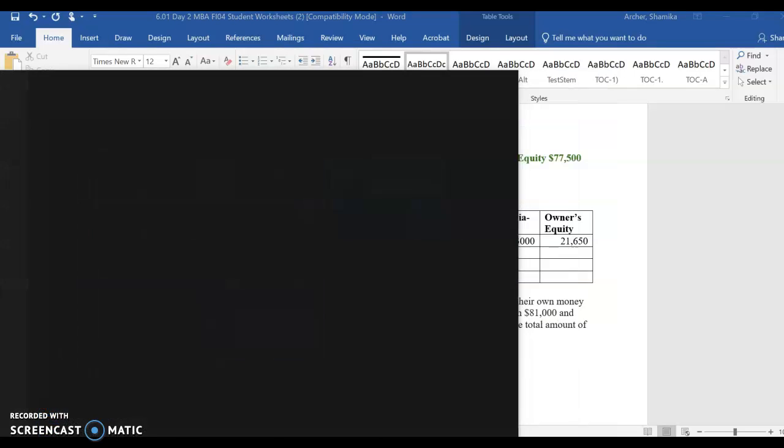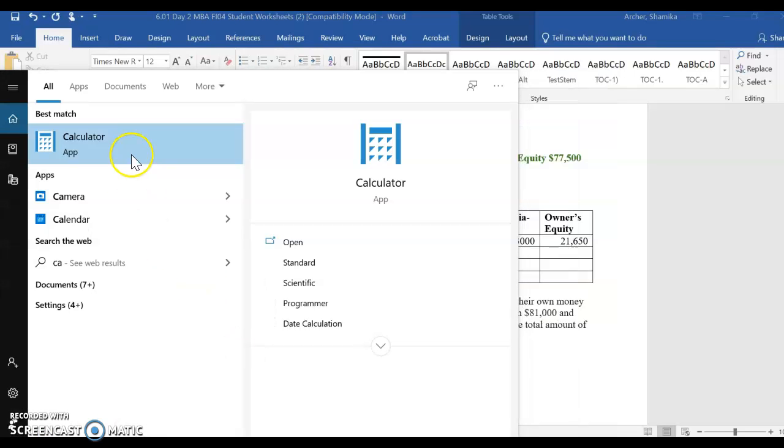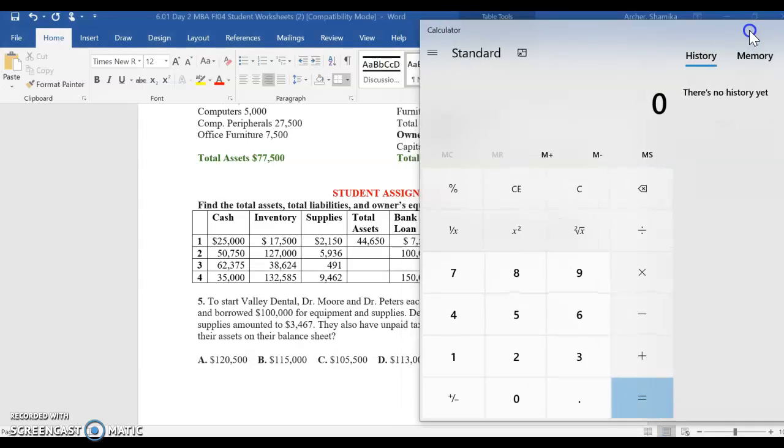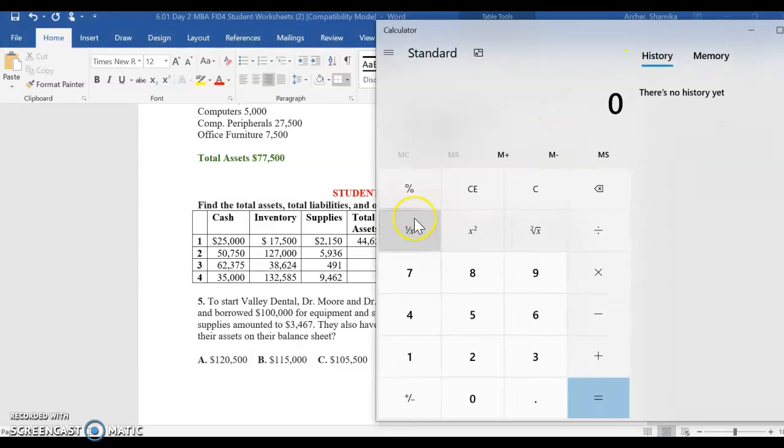Let me pull up my calculator for you guys, just so you can actually see, because I was working it out on my phone. So we're going to do the next one. All right. So now we're looking at total assets again.